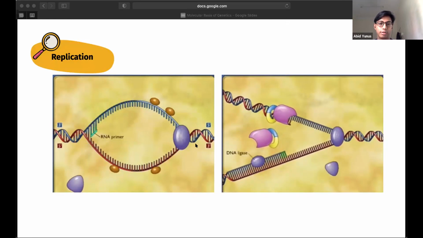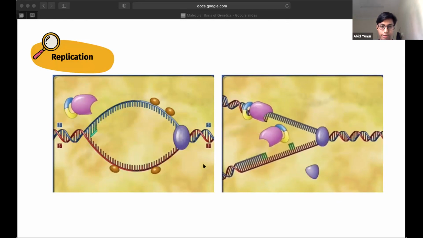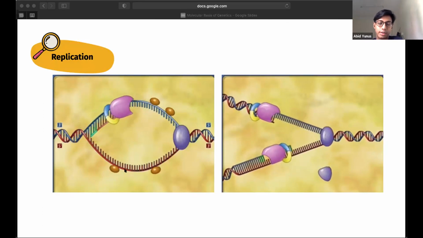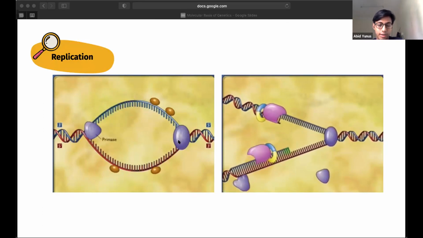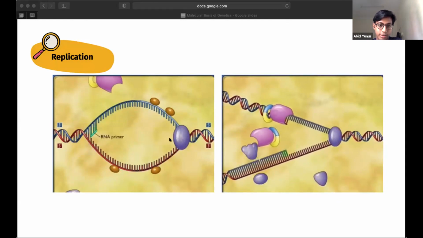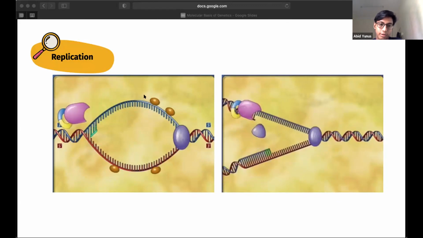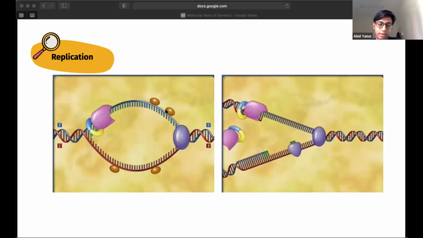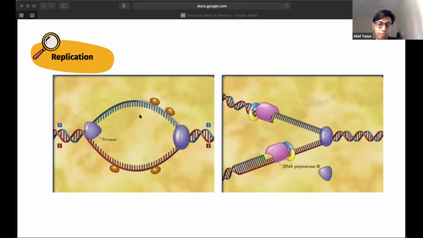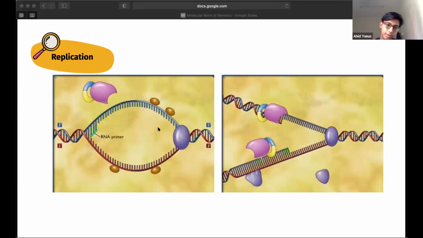First of all, replication will begin with the help of an enzyme known as helicase. The function of helicase is to unwind the double-stranded DNA. You can see the helicase is the purple one that's not moving in the picture. The helicase will unwind the DNA, and then these yellow little marbles, known as single-strand binding proteins, will act to stabilize the unwound DNA and prevent it from rewinding.